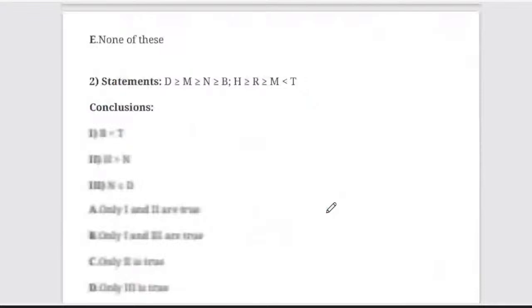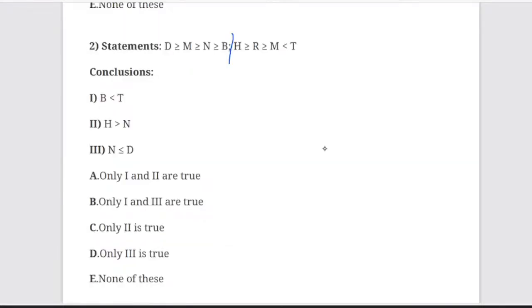Next, question number 2. Question number 2 is D is greater than equal to M is greater than equal to N, and N is greater than equal to B. Now, H is greater than equal to R is greater than equal to N, and M is less than T. So first conclusion is B is less than T.